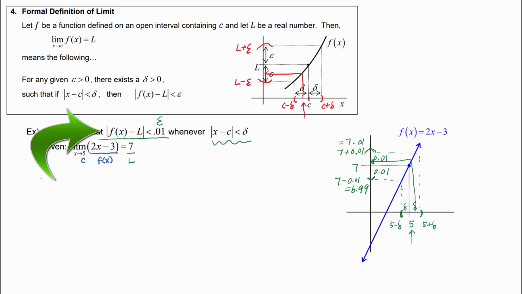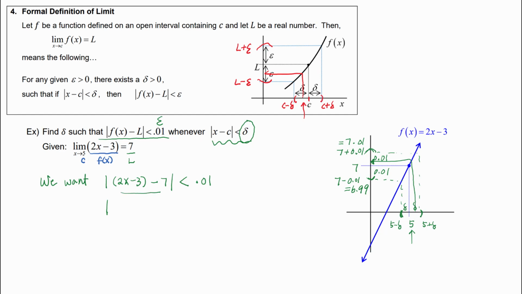So right now we want the absolute value of f of x minus L. Our f of x is 2x minus 3, our limit is 7. We want this to be less than 0.01. That's our goal, and we have to find the right delta that would do that. So now from here, it's easy. You just do the algebra. Go ahead and rewrite this expression without parentheses and simplify.